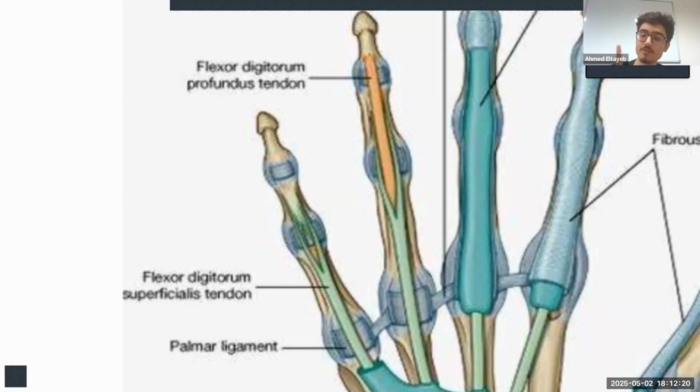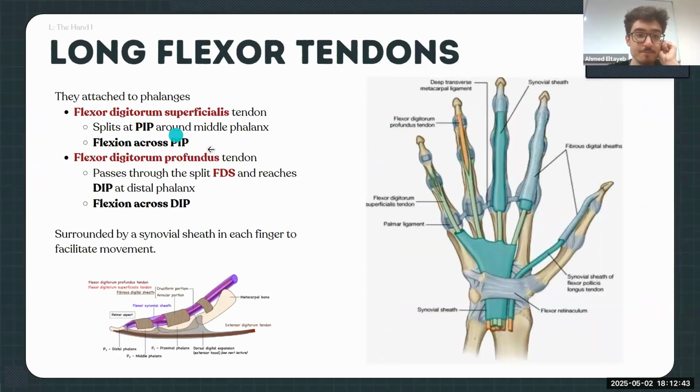What about this movement? If I want to do full flexion of even the distal interphalangeal joint. This is where the flexor digitorum profundus tendon comes in. It pierces through directly, goes through both tendons of the superficialis and inserts into the distal phalanx. So when you're talking about flexion across the proximal interphalangeal joint, it's mainly flexor digitorum superficialis. And when you're talking about flexion across the distal interphalangeal joint, it is flexor digitorum profundus.